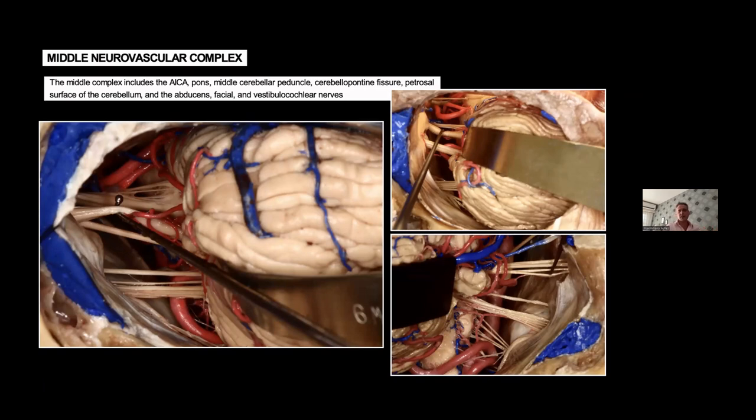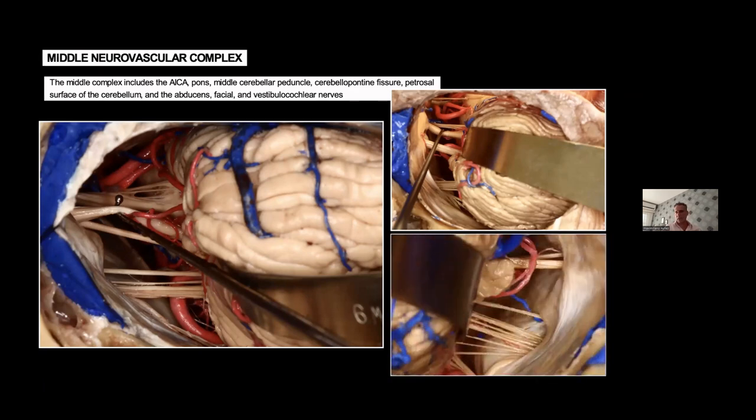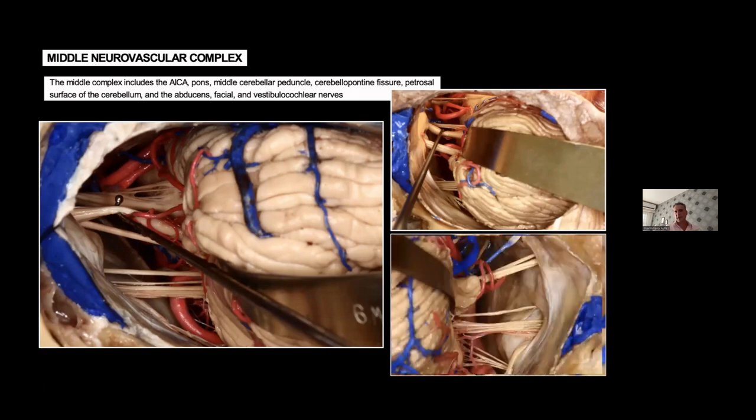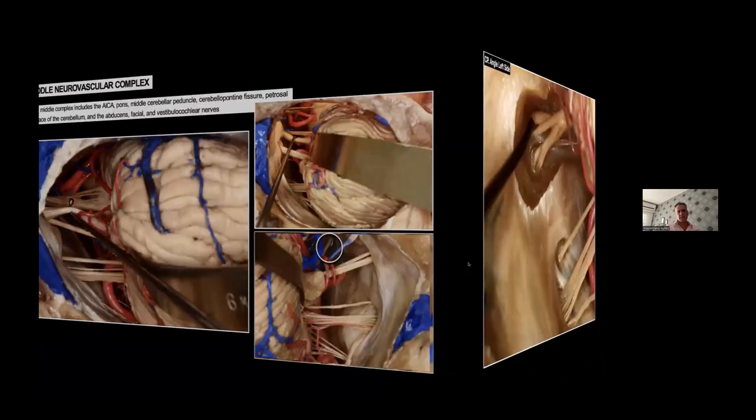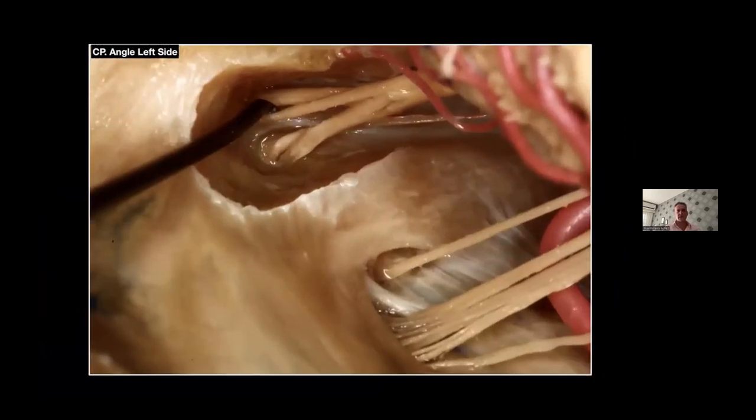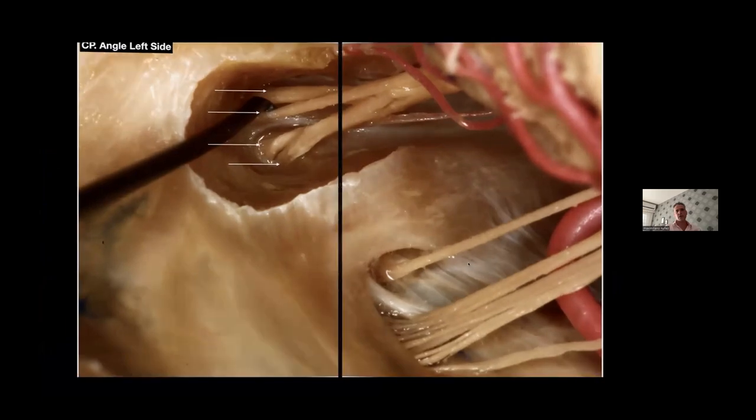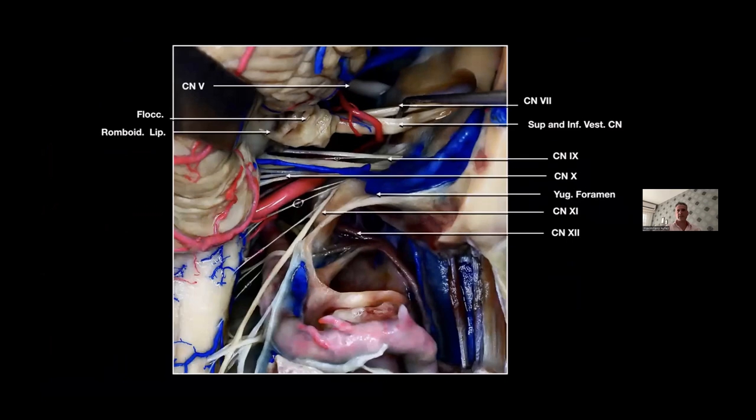In the internal acoustic meatus, we can see the position of the 7 cranial nerve. In this case, here, the relationship with the ICA, superior and inferior vestibular nerve, and the cochlear. Here, the 6 cranial nerve. Now, in the delicate dissection, we can see here the 7 cranial nerve, superior vestibular. Here we can see all the elements inside.